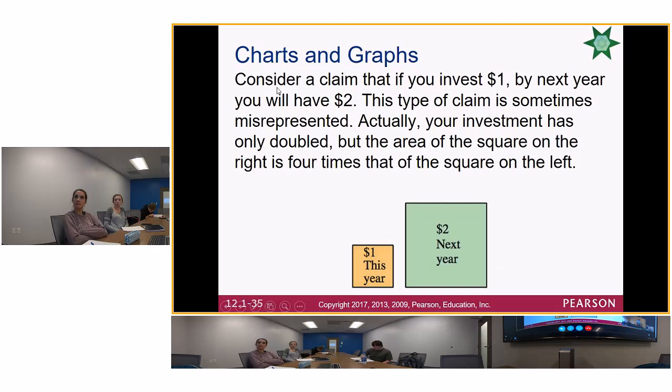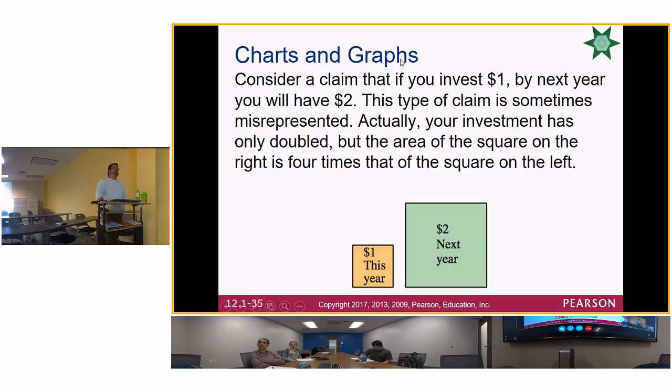It shows a different picture. See, it can be manipulated. Consider a claim that if you invest $1, by next year you will have $2. This type of claim is sometimes misrepresented. Somebody tell me why. Everybody knows that 2 is double 1, but why is it misrepresented? Because the box is way bigger than double.